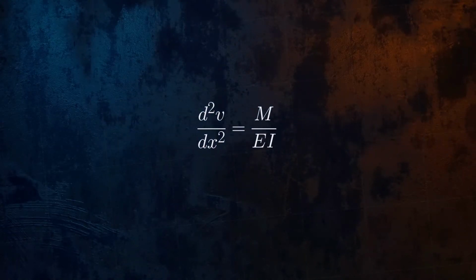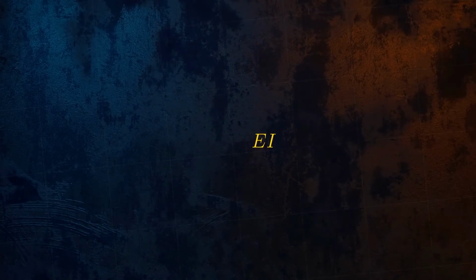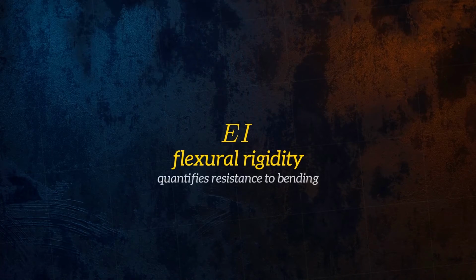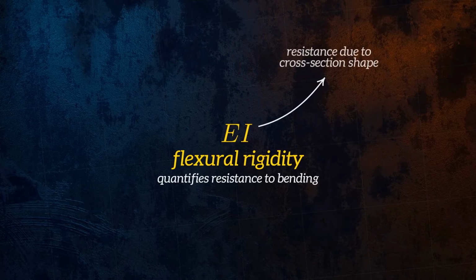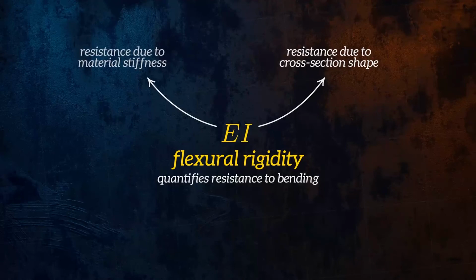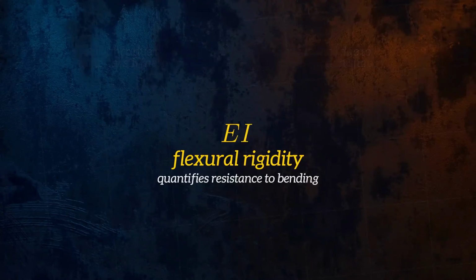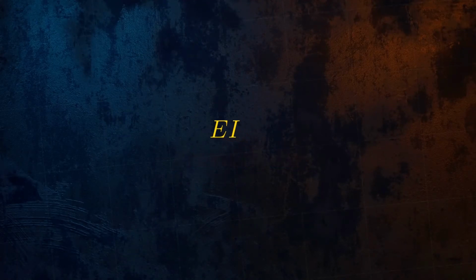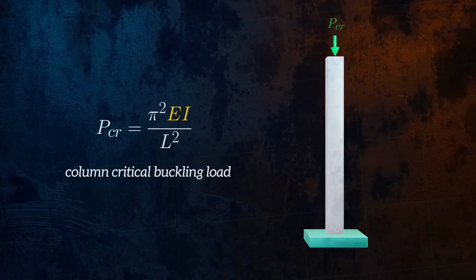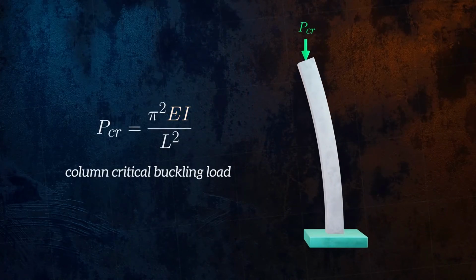You will notice that the term EI appears in many equations. It is called flexural rigidity. It quantifies the resistance of a beam to bending. As we have just seen, I is the resistance due to the geometry of the beam cross-section, but the stiffness of the beam material also contributes to its total resistance to bending, and is captured by Young's modulus E. Flexural rigidity also appears in the analysis of columns, where it can be used to calculate the critical buckling load.